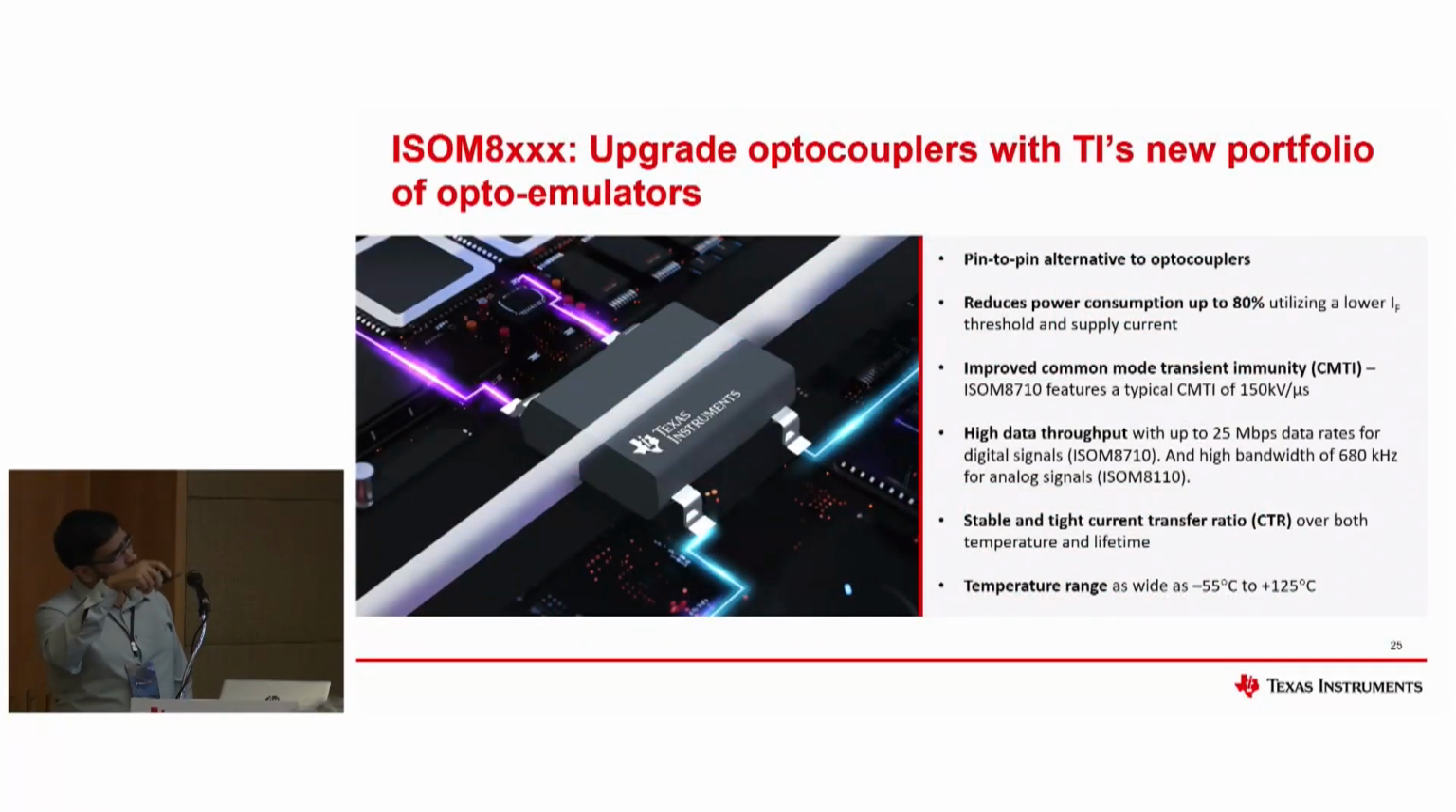It's nothing but whatever I had talked about right now. Pin-to-pin alternative to optocouplers, so you can just drop in replacement in your existing design, and you can see the advantage here. The power consumption gets reduced significantly because of the lower IF input forward current guarantee over lifetime. The CMTI is something that you won't find in data sheets for optocouplers, but we have it over 150 kV per microsecond for our 8.7. Okay, I'll come to that.